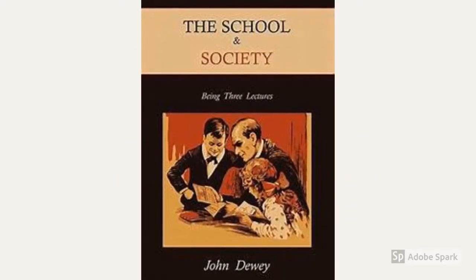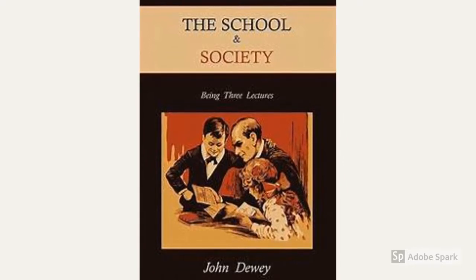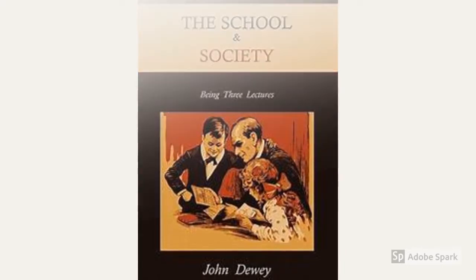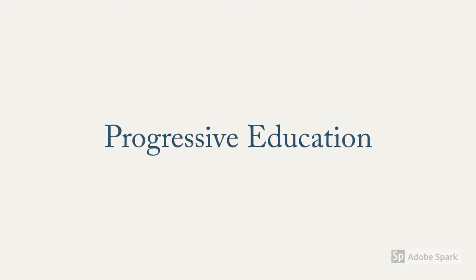The School and Society, being 3 lectures published in 1899, was John Dewey's first published work of length on education. In the lectures, Dewey proposes a psychological, social, and political framework for progressive education.